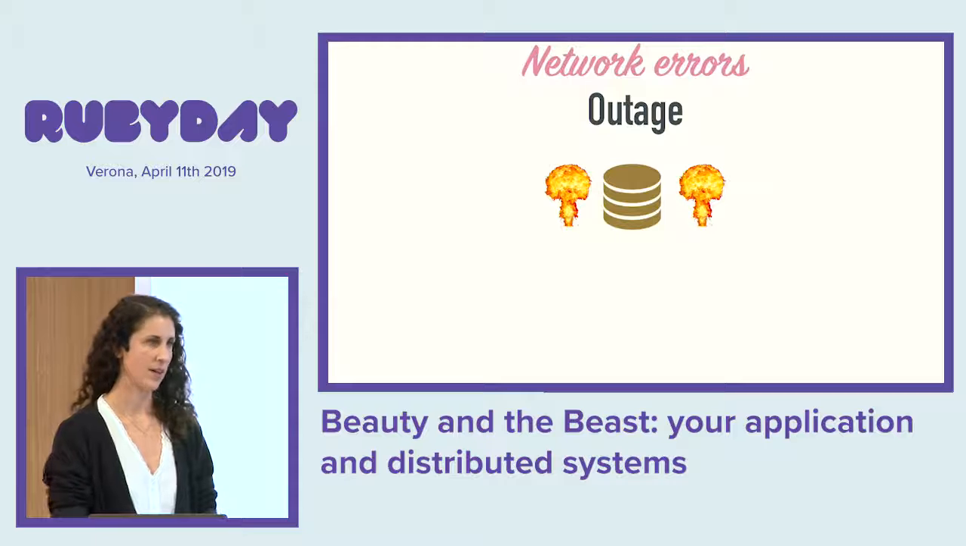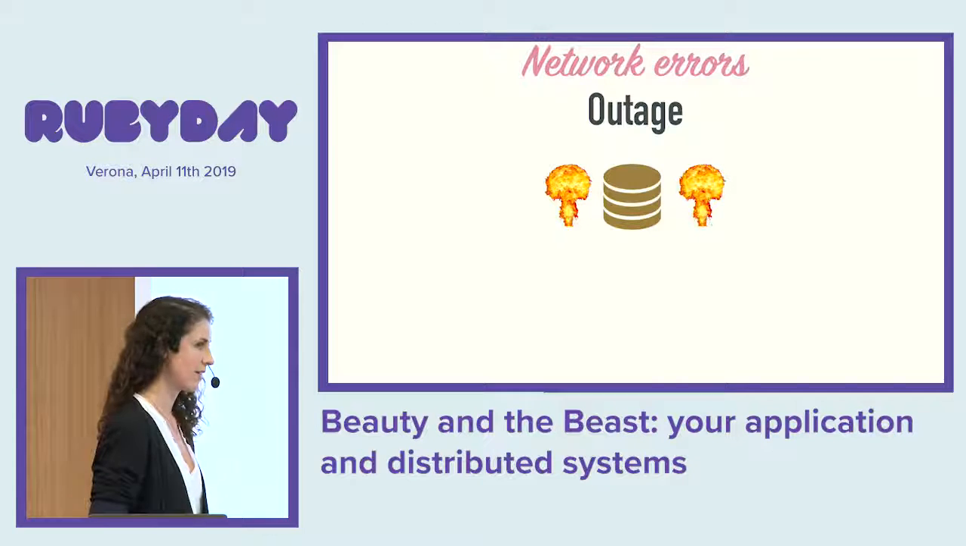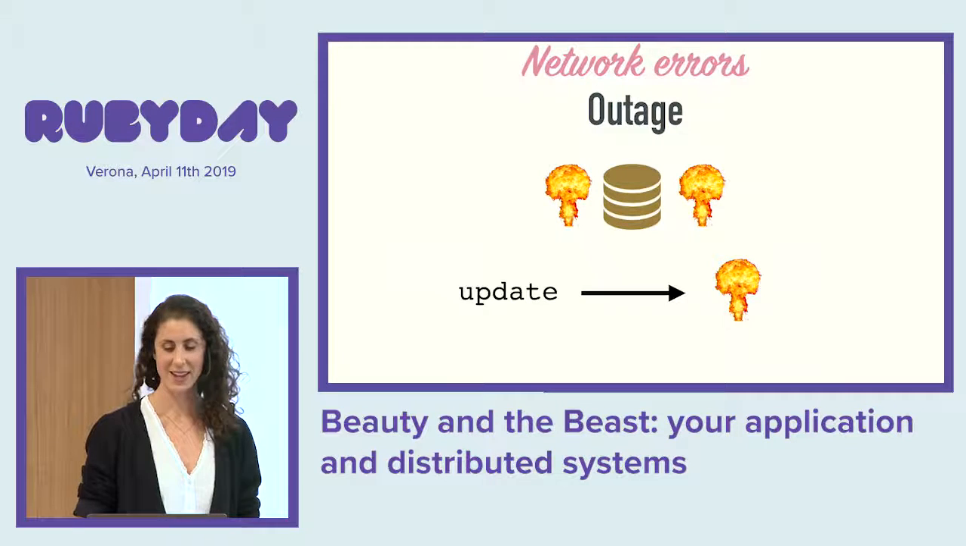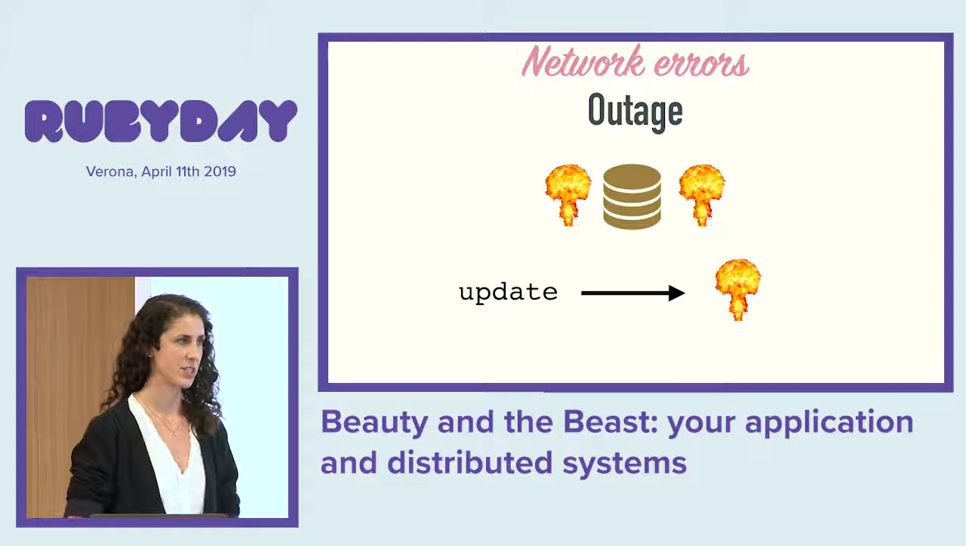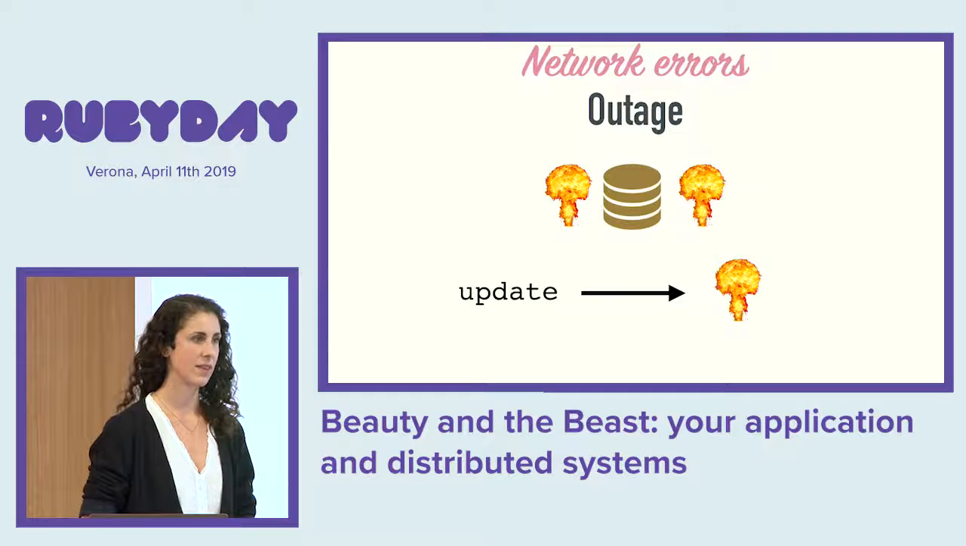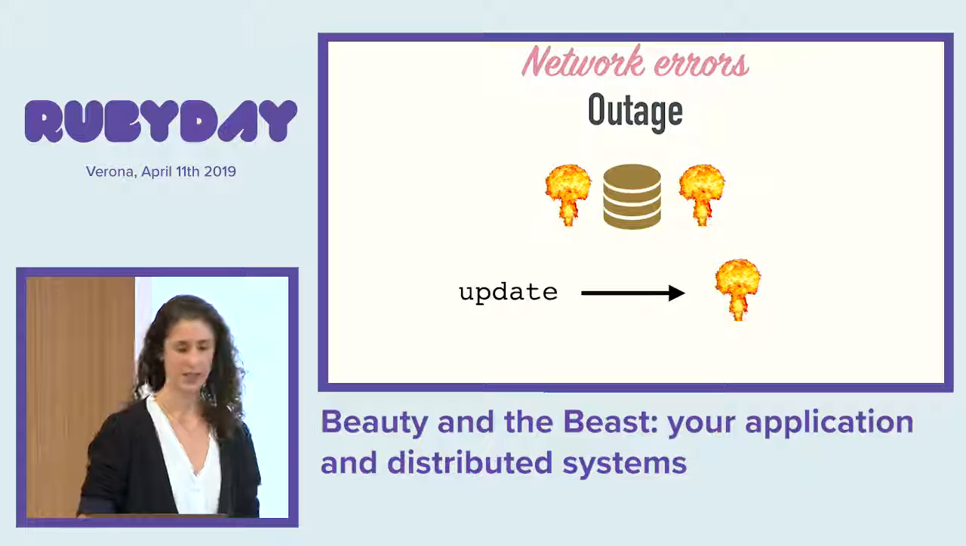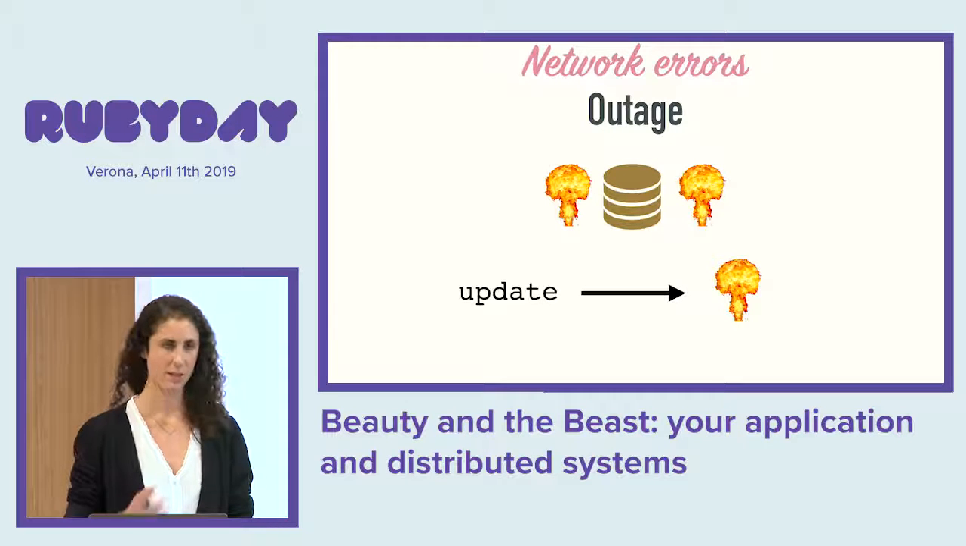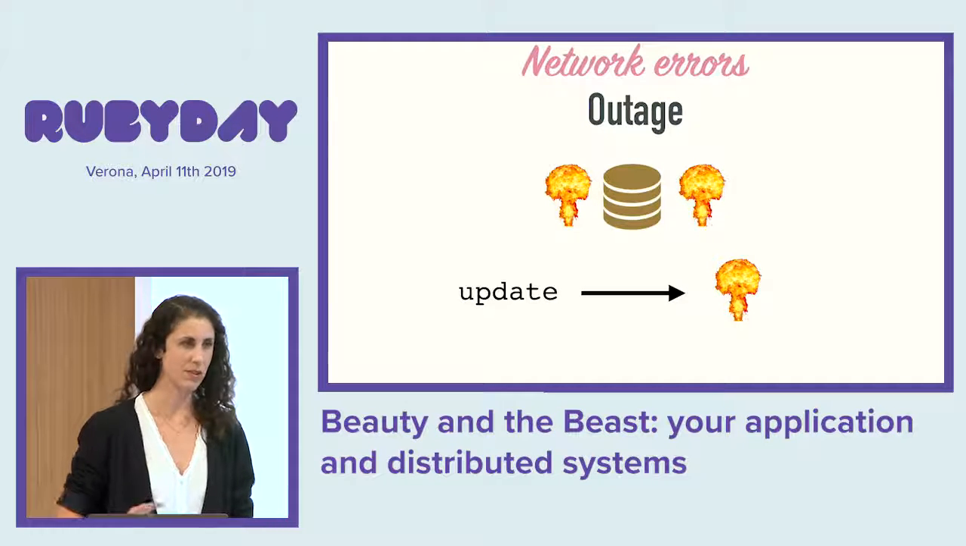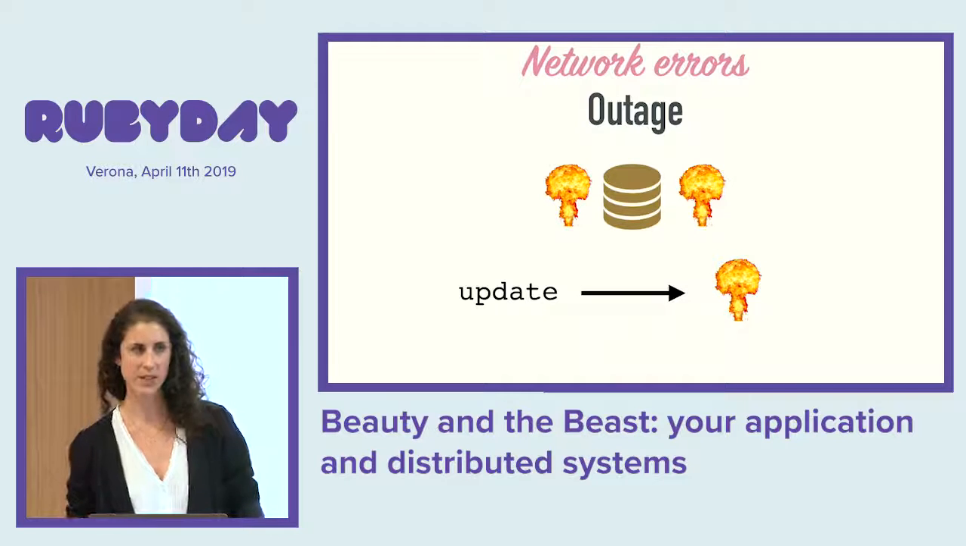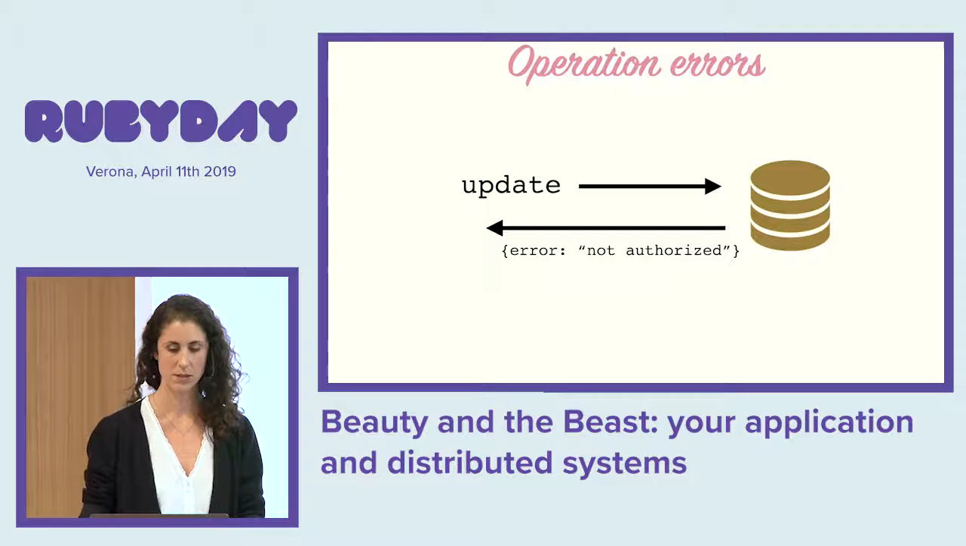Another type of network error is an outage. In an outage, the operation never reaches the server, but he might get the error. The error might look exactly the same as the blip. So sometimes you don't know if it's an outage, or a blip on the way to the server or on the way back from the server.